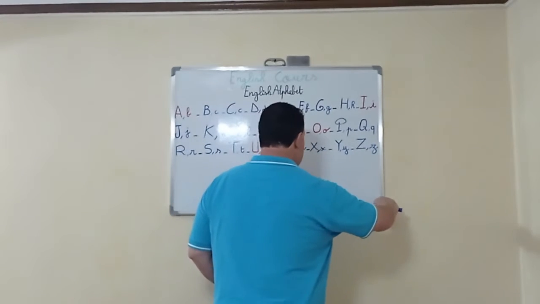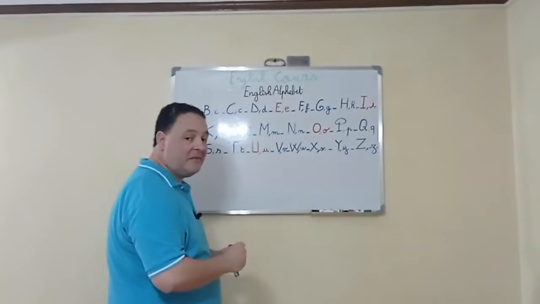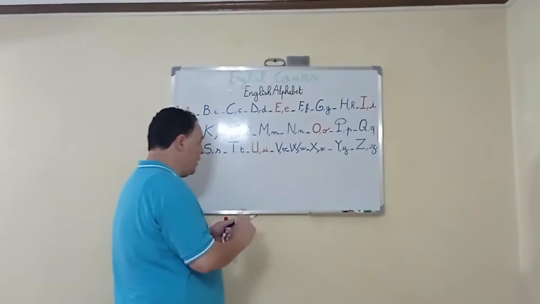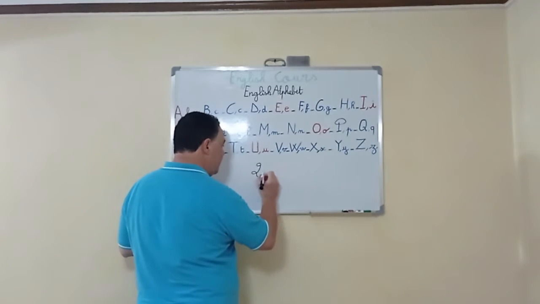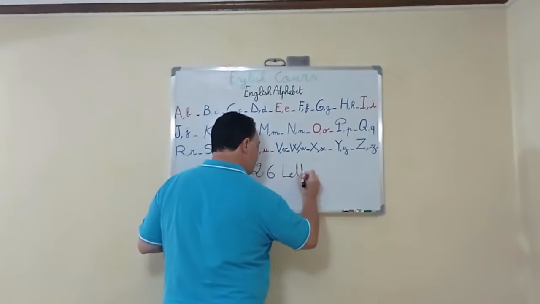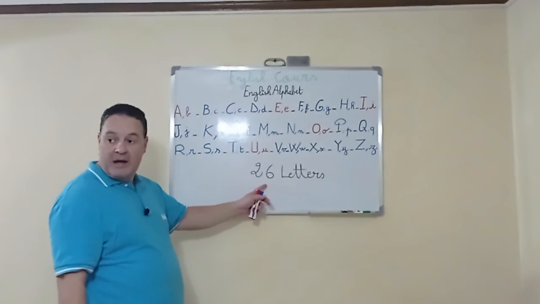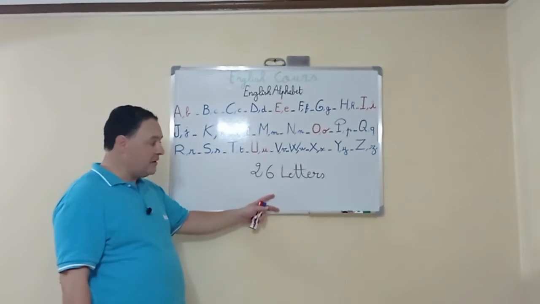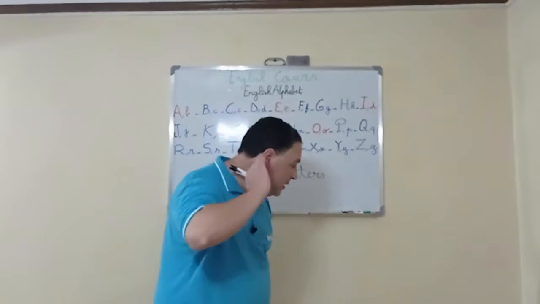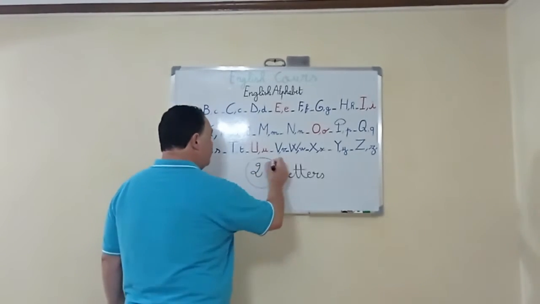So, in English, first of all, we have 26 letters. Okay? So we have what? We have 26 letters. Muhammad, we have 26 letters. Okay, 26. You're right. 26 letters.